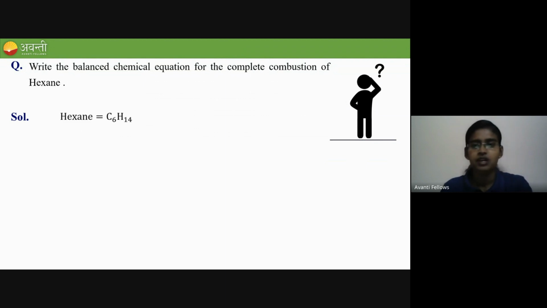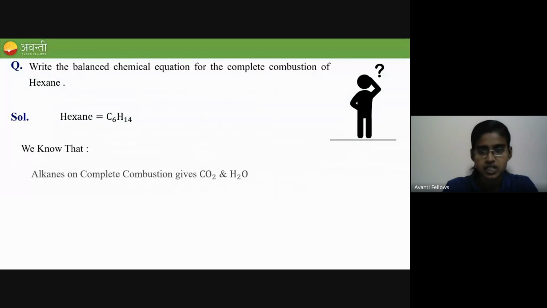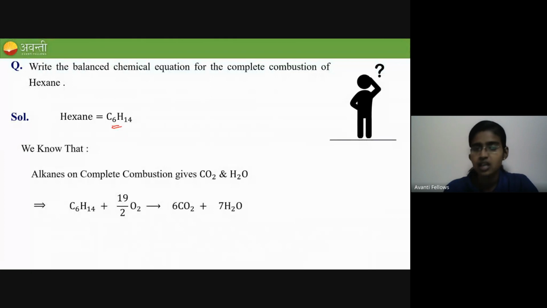Now, we know alkanes on complete combustion will give carbon dioxide and water. This we all know. Now substitute the value of n as 6. We get (3n+1)/2, and n is 6, so 3 into 6 is 18, 18 plus 1 is 19. So 19/2 moles of oxygen react with hexane to give n moles of carbon dioxide, that is 6 moles of carbon dioxide, and 7 moles of water.